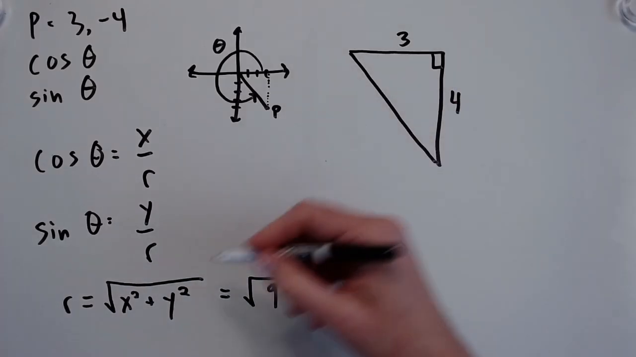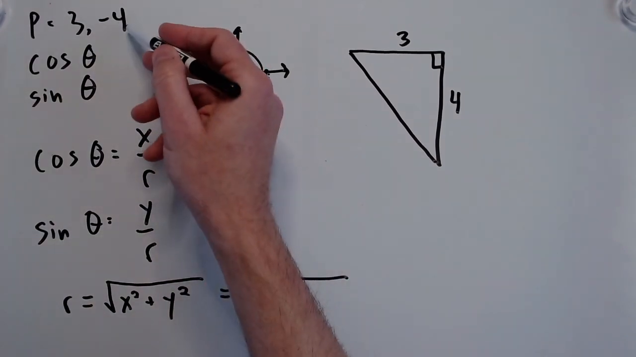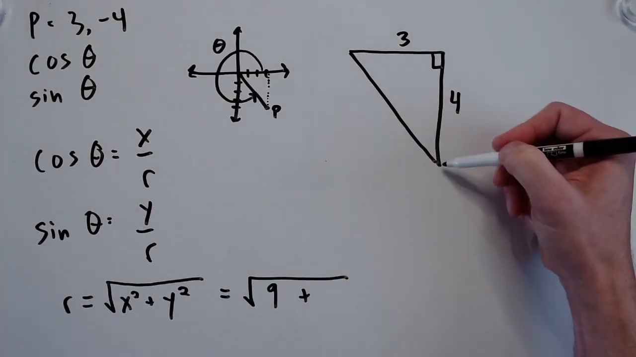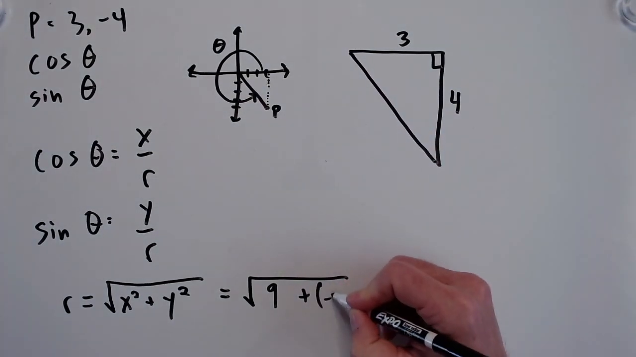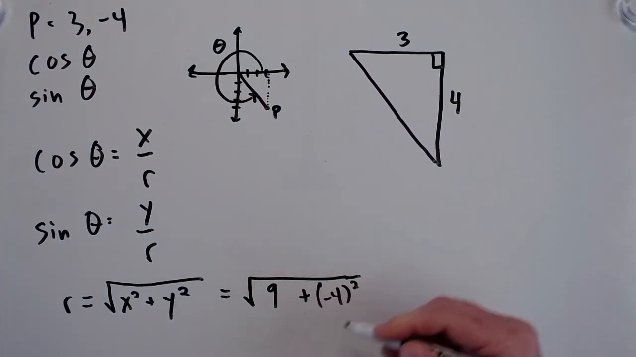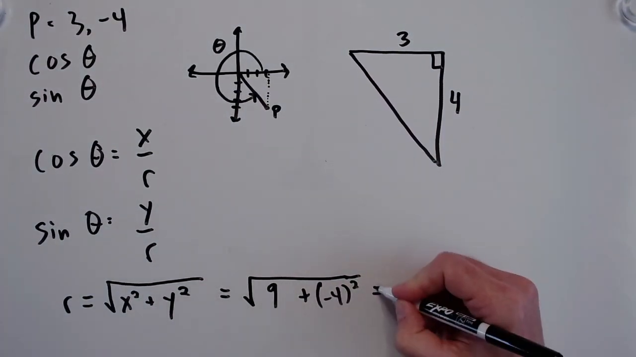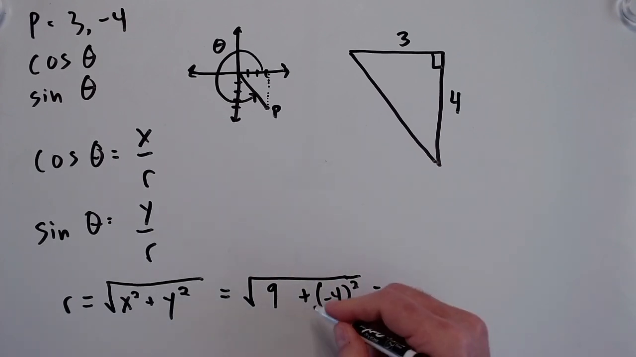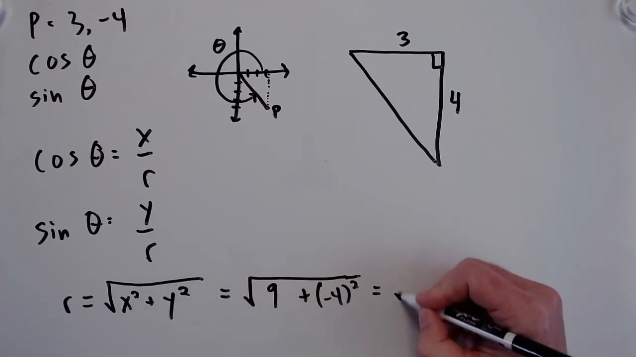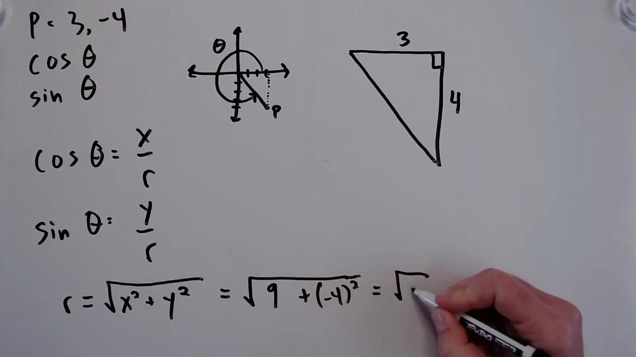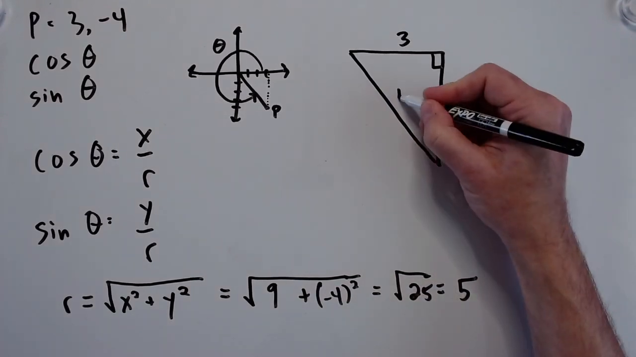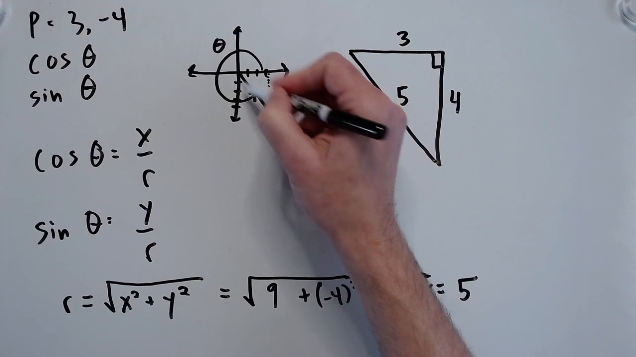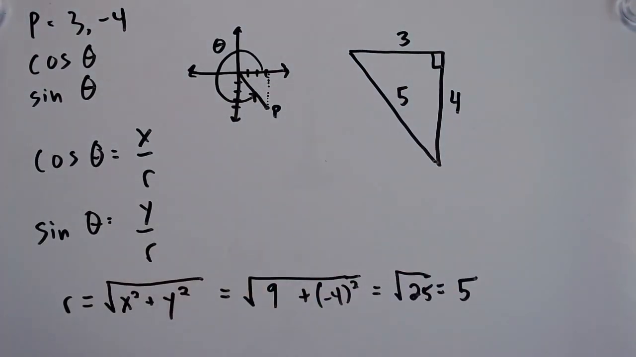Plus, really, y is -4, right? The distance from here to here is 4, but the y value is -4. So really, it's -4 squared. Now, it still ends up being 16, but let's write it out. So 9 plus -4 squared, that gets the square root of 25. That equals 5. So we know this length here is 5. So the radius, r, is 5.